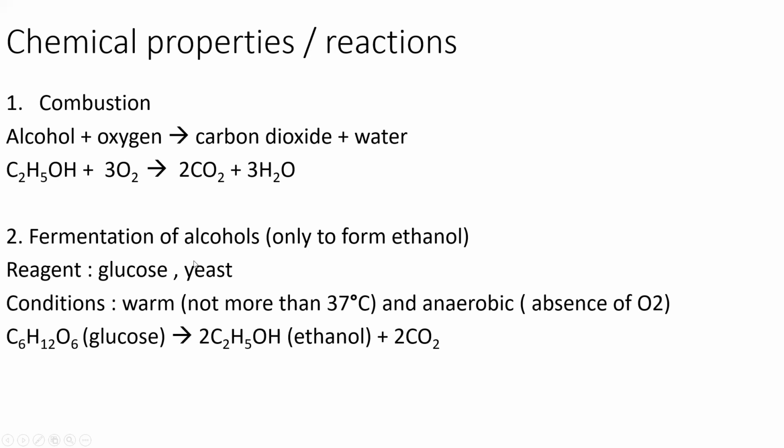Fermentation of alcohol. Just take note, this is only for ethanol. The reagents we use for this are glucose and yeast, and the conditions will be warm, but not more than 37 degrees. It will be anaerobic, which means absence of oxygen. The equation for this is C6H12O6, which is glucose, converted to 2 molecules of C2H5OH, which is ethanol, and 2 molecules of carbon dioxide.